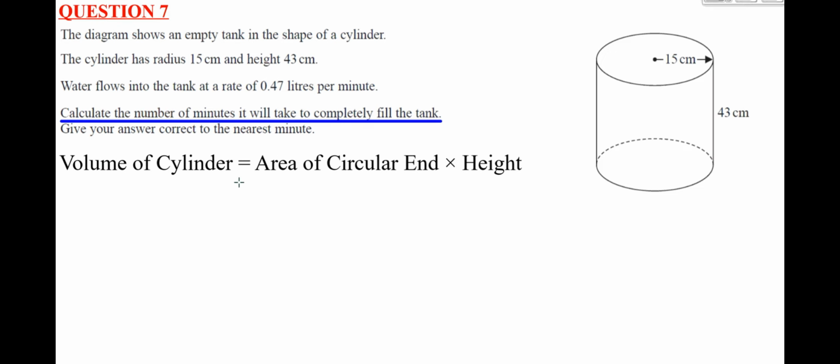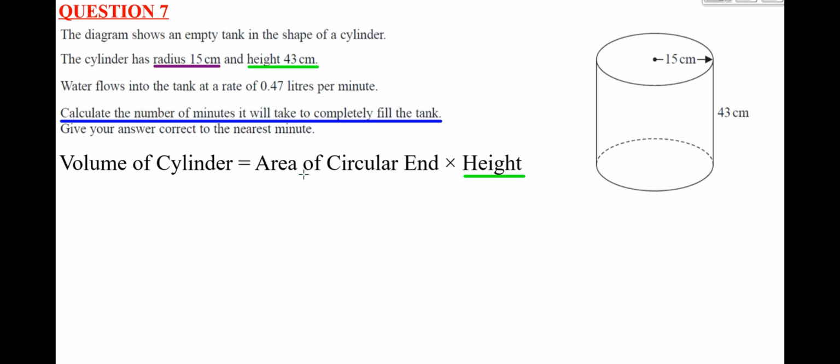So the volume of a cylinder is the area of the circular end of it, multiplied by the height. In terms of a circular end, we're told what the radius is. So we know the radius is 15. We can use that to work out the area of a circular end in a moment. And the height, we're told, is 43 centimeters. And it's labelled there for us as well.